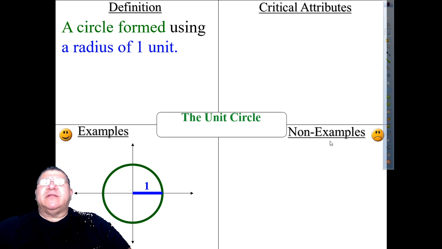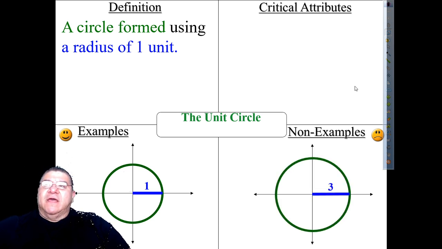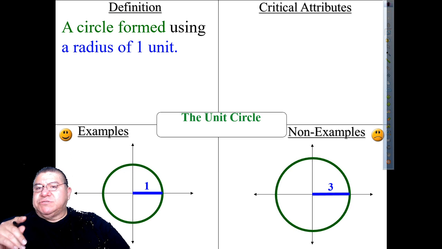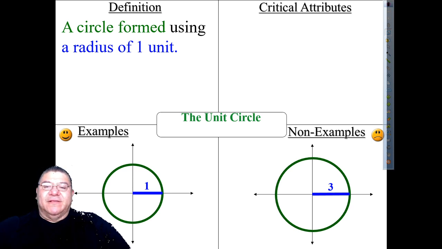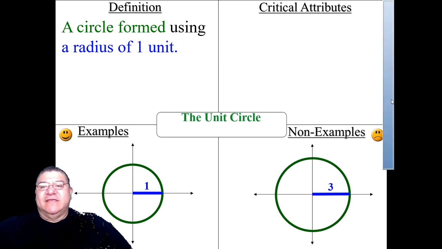Alright, let's find out a non-example. Y'all ready? Here we go. Copy that one. As you're copying it, start thinking about why this one's not a unit circle. Tell your neighbor or your parents or whoever's watching the video with you. Alright, so once again, what do you notice? This is not a unit circle because it has a radius of what? That's right, this is 3 units.